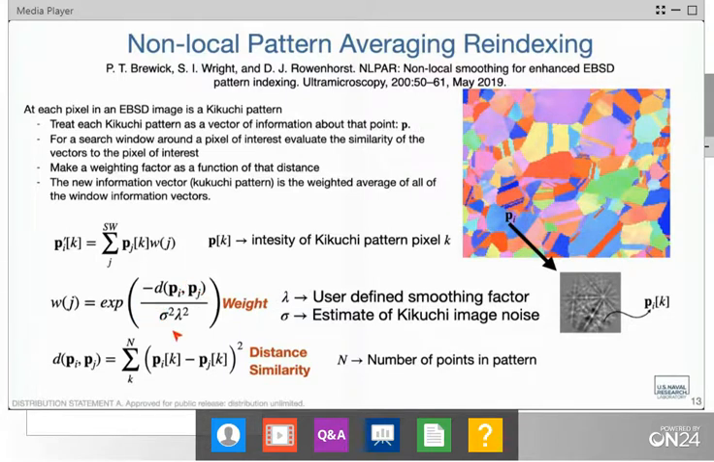Now, there are a couple of other parameters that are needed. You need some estimate of the amount of noise present within the pattern, as well as this lambda value, which is user-chosen, usually on the order of about 1. That tells you how much smoothing you would like to do, and how stringent we need to be about how similar patterns are before we consider them for averaging. And so we can now do this over much larger window sizes, because it will automatically reject dissimilar patterns from the smoothing kernel. I have a couple of examples of this.